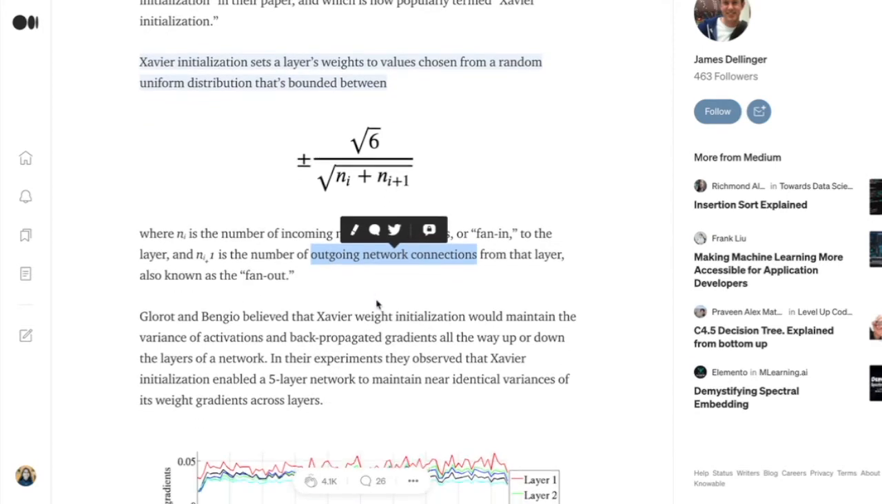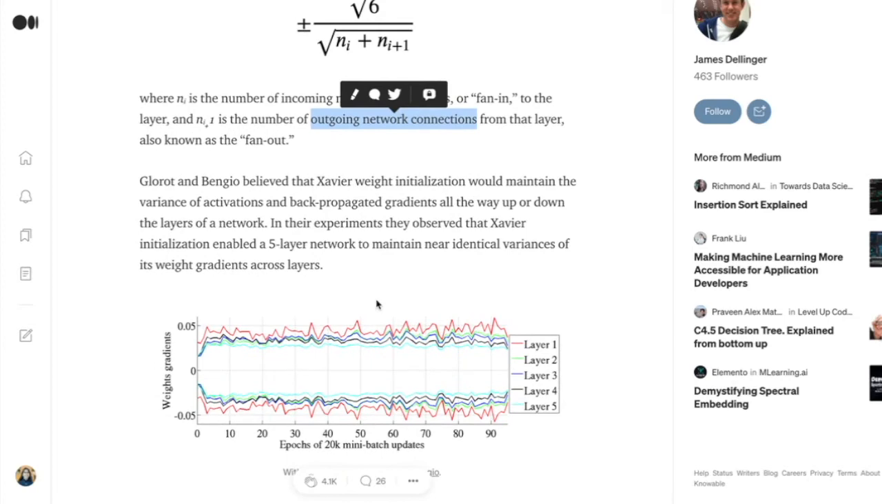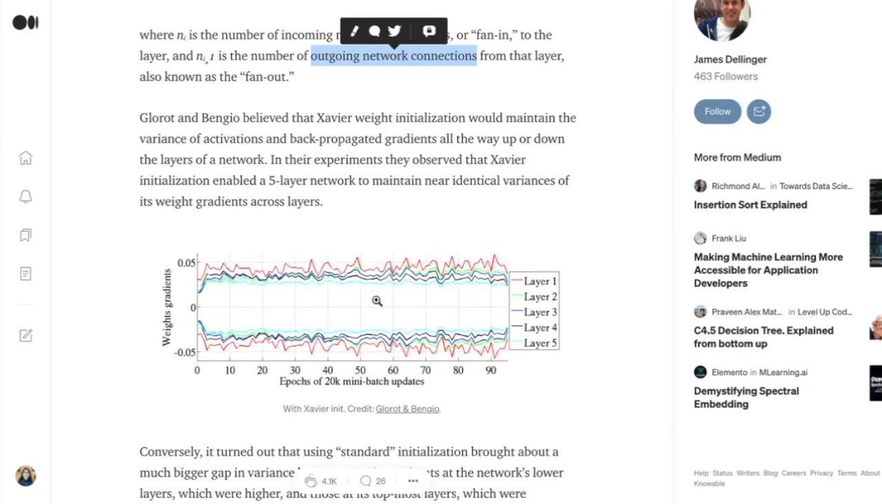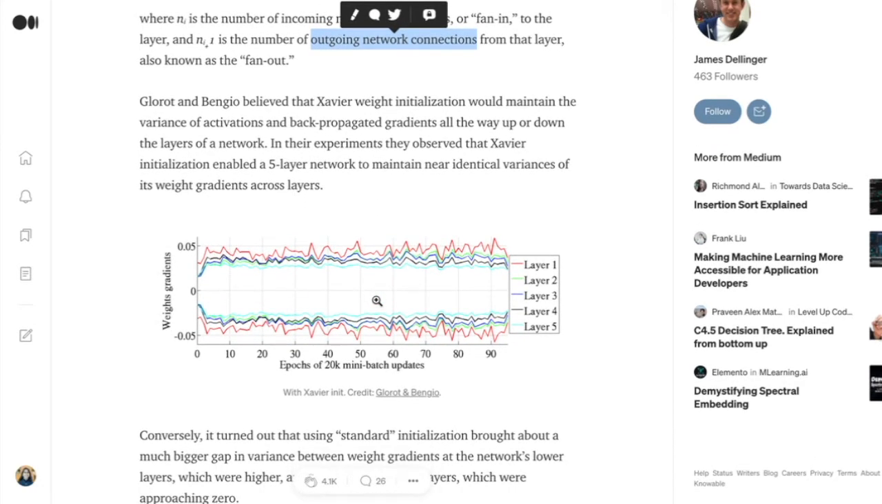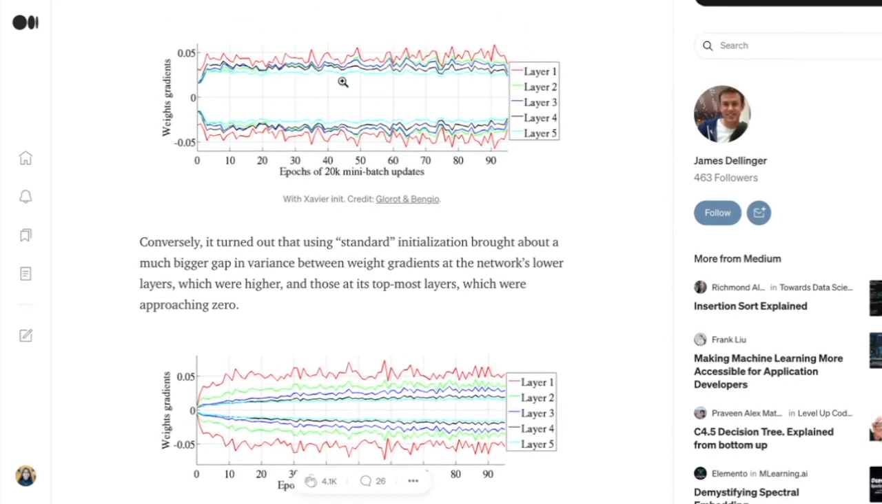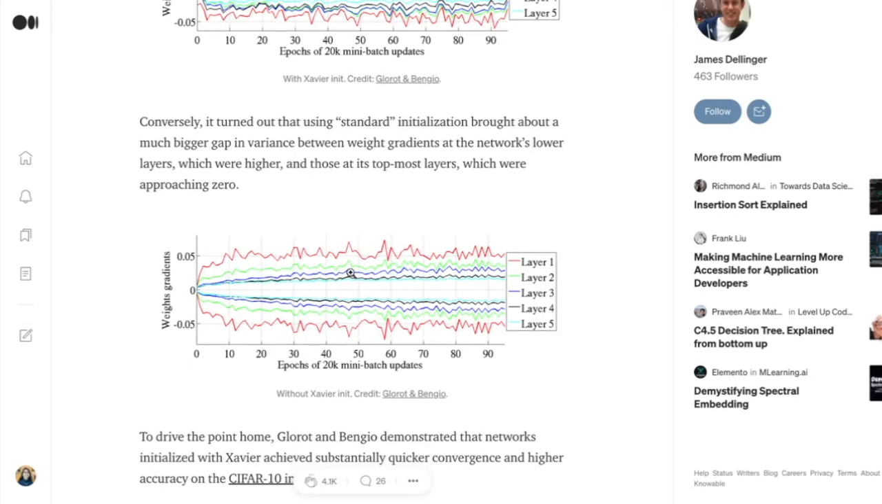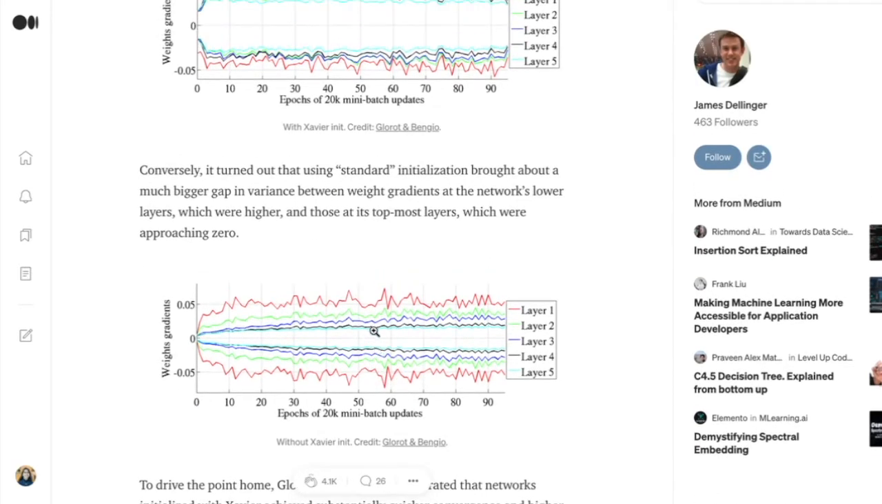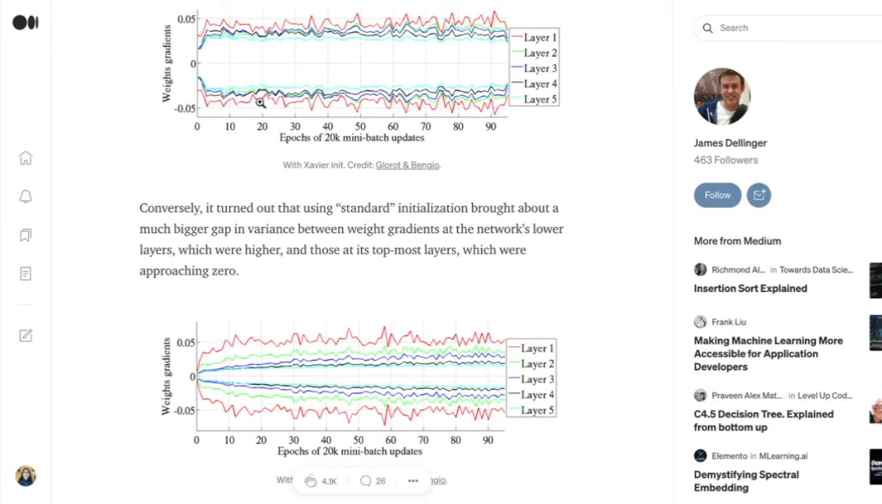So from there, the reason why they did this is because the variance between the weight gradients is much smaller for random initialization of the weights. If you compare them, this was without, and then this is with, and this is without. So you can see the variance is all messed up, it's not close at all. And then you see here, they're pretty close together. And so that's why they wanted to use the Xavier uniform distribution.